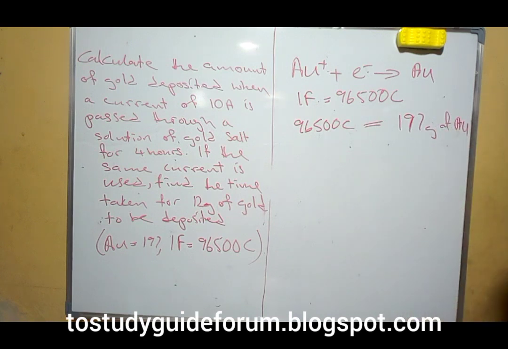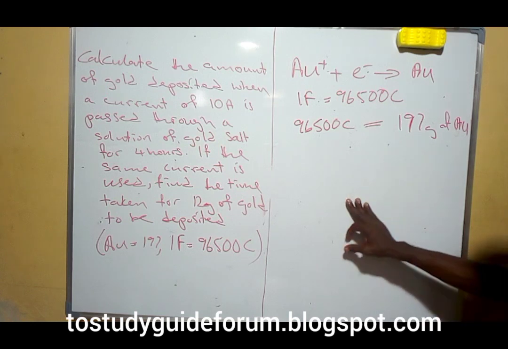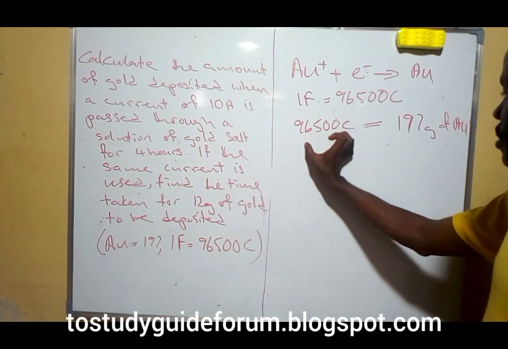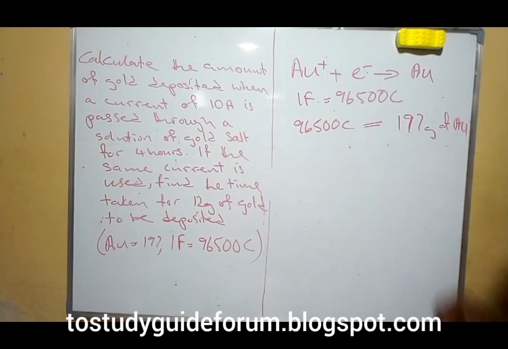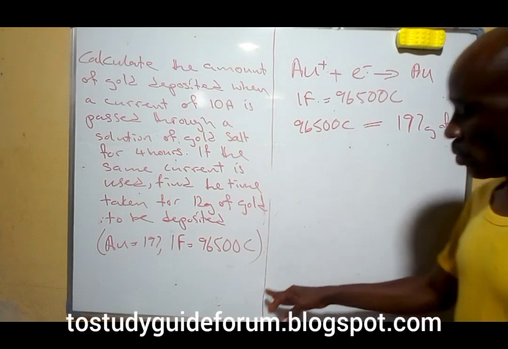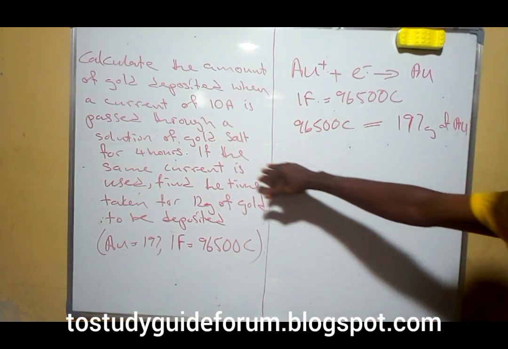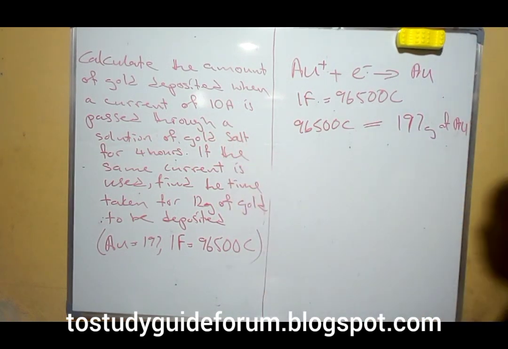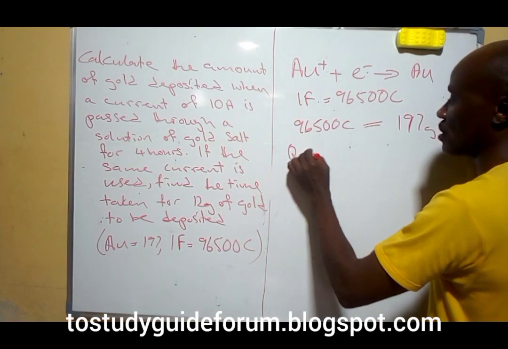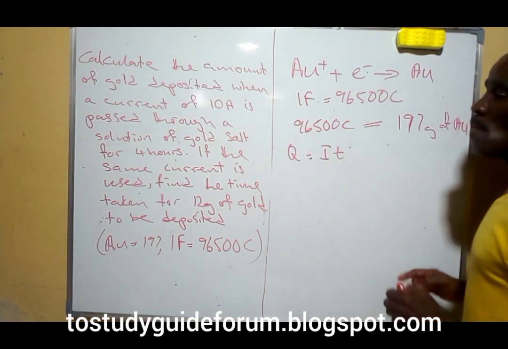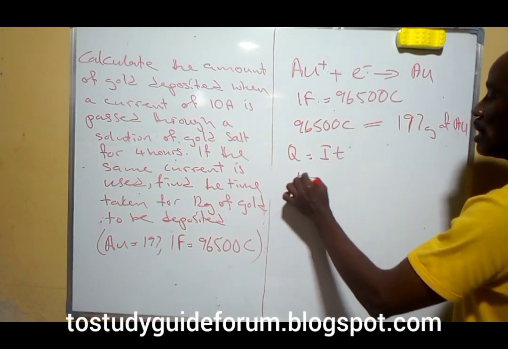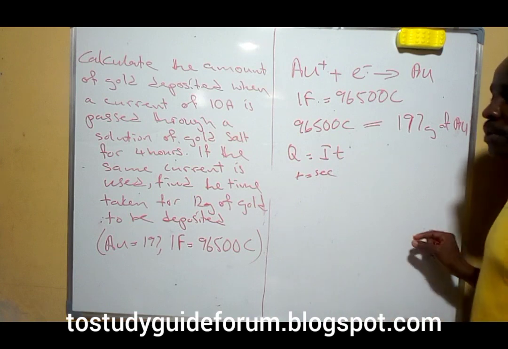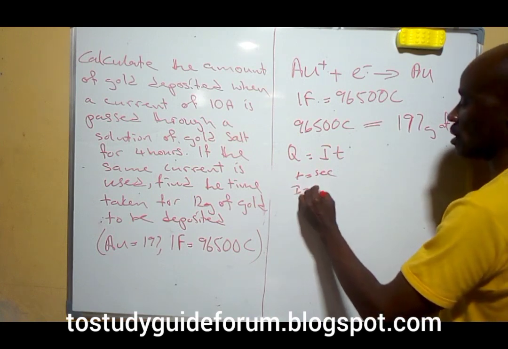Gold. So now what we're going to find out here is the quantity of electricity that we need to discharge 197 grams of gold. We know that quantity of electricity is always current times time. Our time is always in seconds, and our current is always in amps.